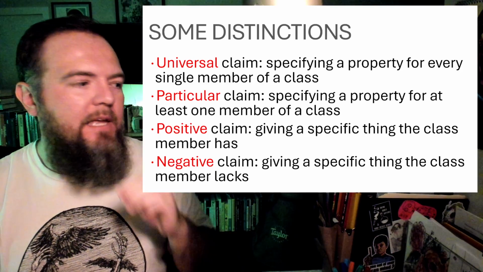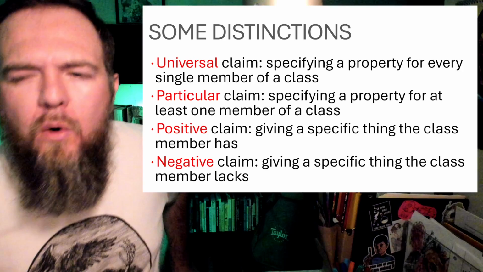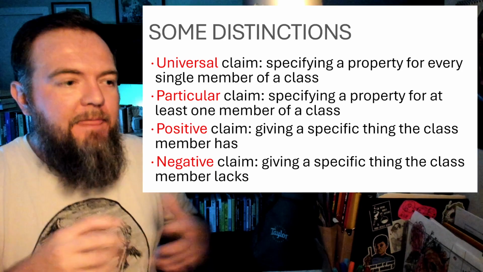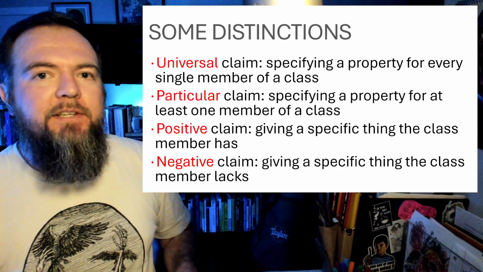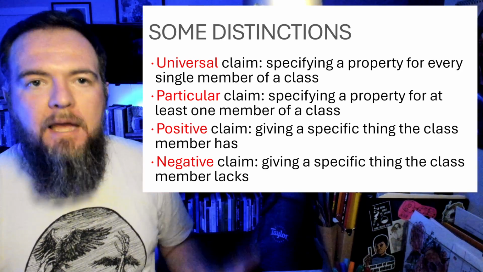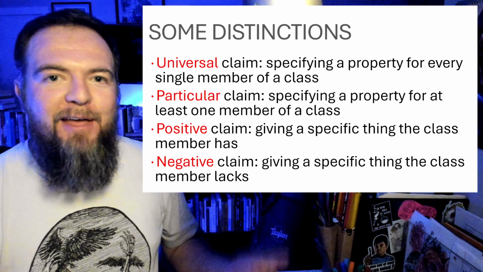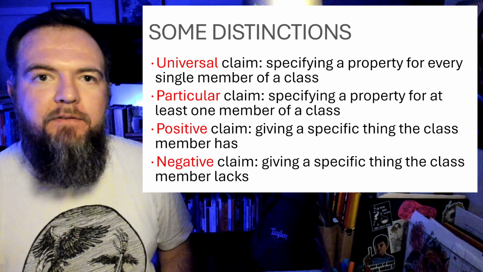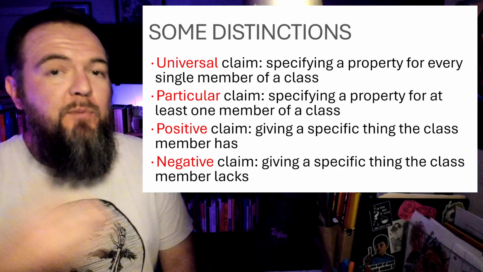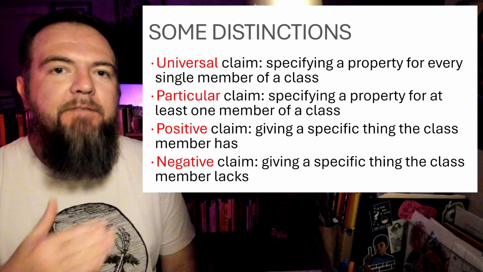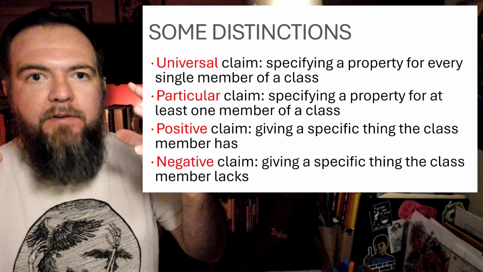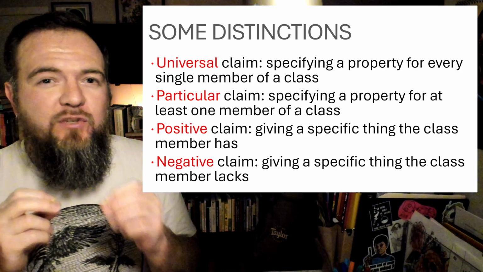So positive in this sense doesn't mean emotional or evaluative necessarily. It just means that you're specifying a property that that thing has. Negative means you're basically saying not something, or they lack something. For example, humans lack feathers. That is a negative attribute of humanity. It's not saying that we have skin, right? That would be positive because we have something. It's saying that we don't have feathers. We're featherless.